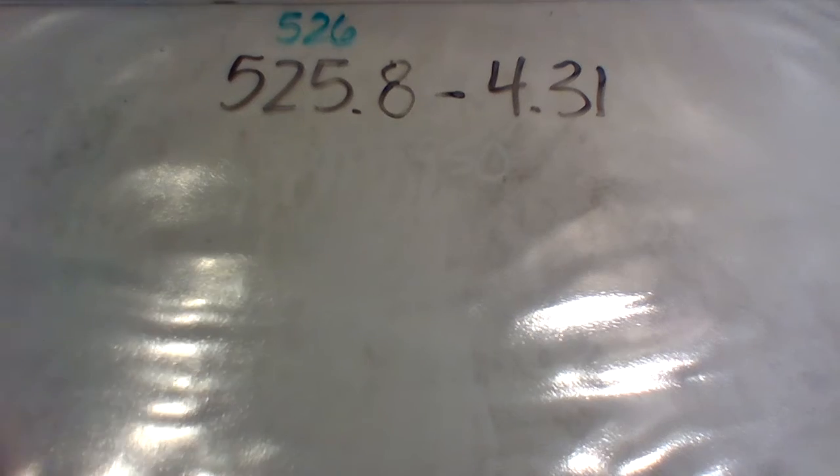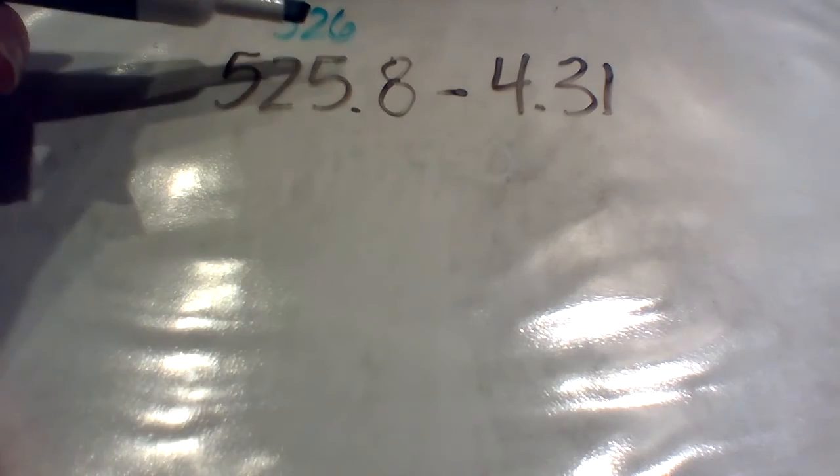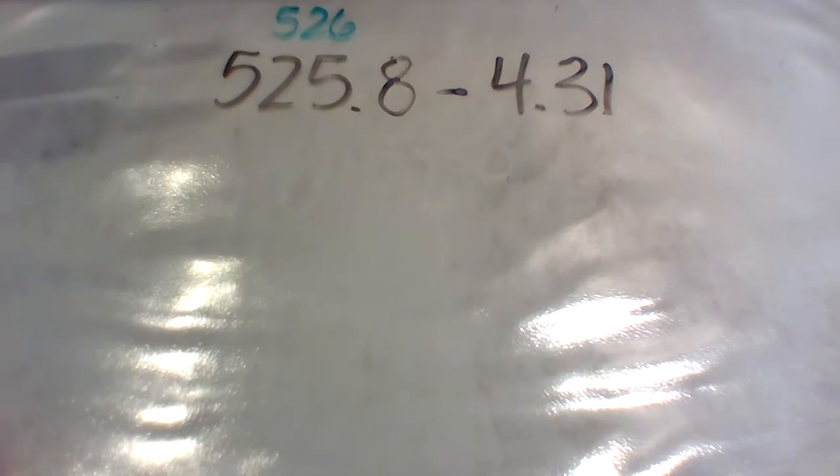Okay, so our second problem is going to be our decimal subtraction. On this problem, I'm going to take a look to make sure it makes sense. I have 525 and 8 tenths minus 4 and 31 hundredths. I'm going to round this up. This 0.8 makes this round up. And because these are easier numbers, at least I think, I'm going to actually keep it this way.